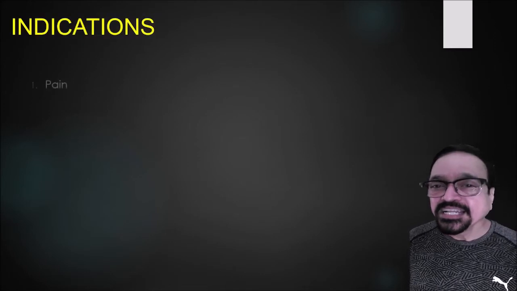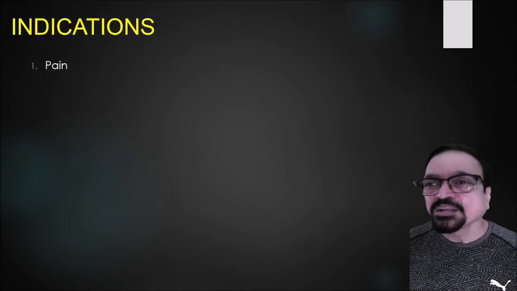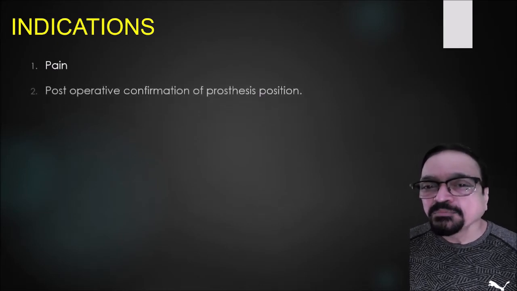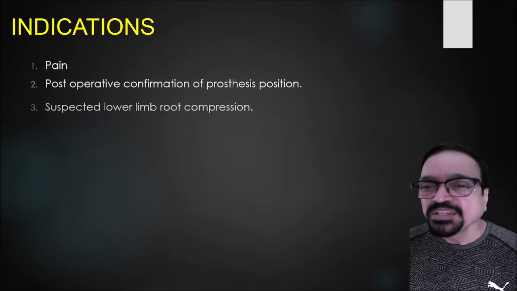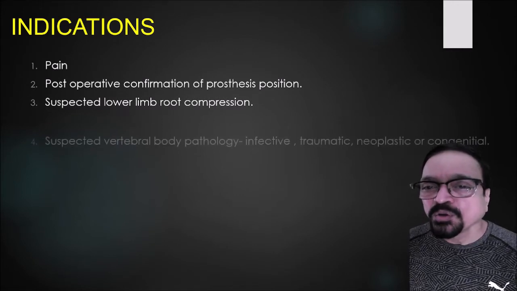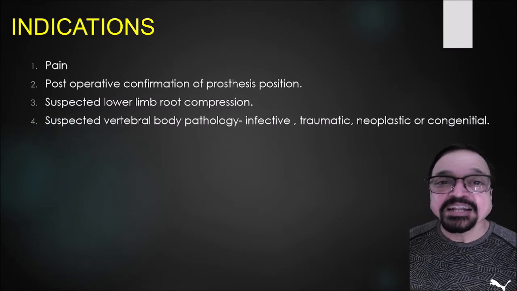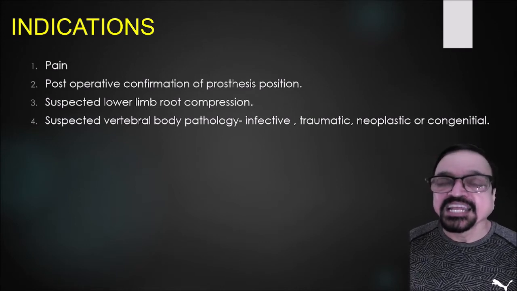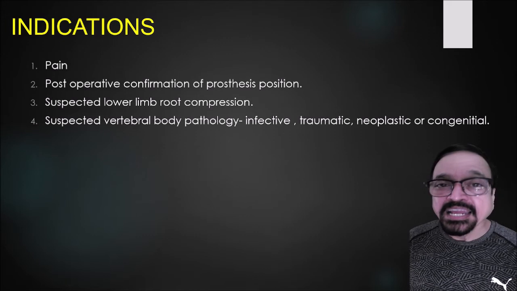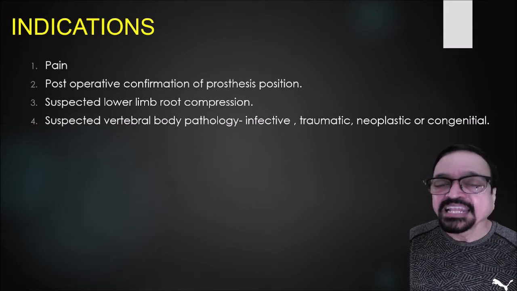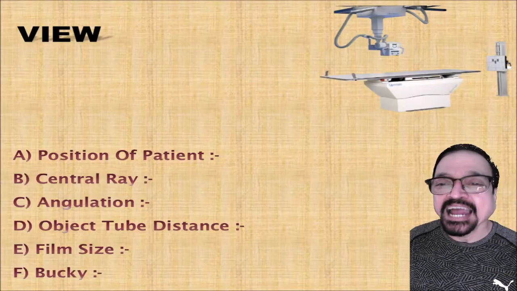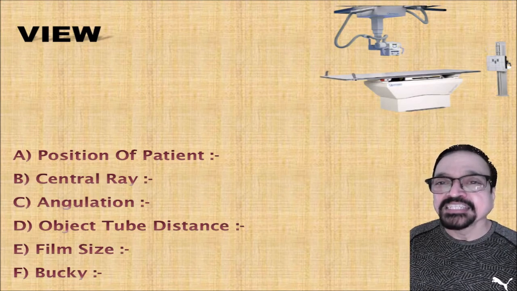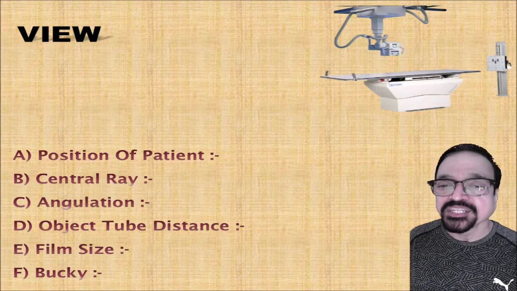Now, what are the indications? Indications are again that of the vertebral pathologies, that is pain, post-operative confirmation of the prosthesis, suspected root compression. Here the added advantage is the disc spaces visualization. Like in oblique, it is the intervertebral foramina. In lateral, it is the disc spaces and the margins of the disc, that is the adjoining articular surfaces, that are best seen in the lateral projection.